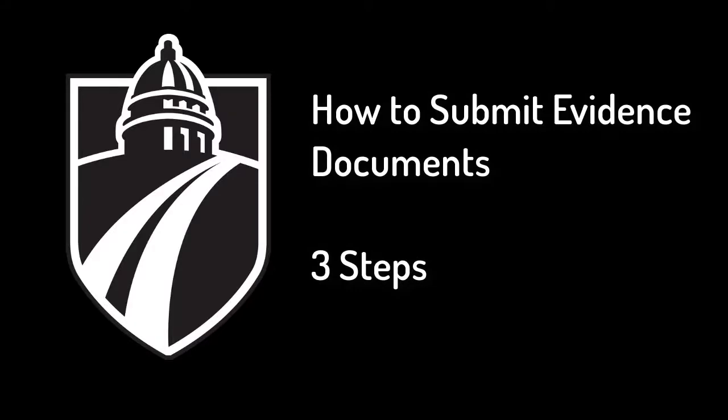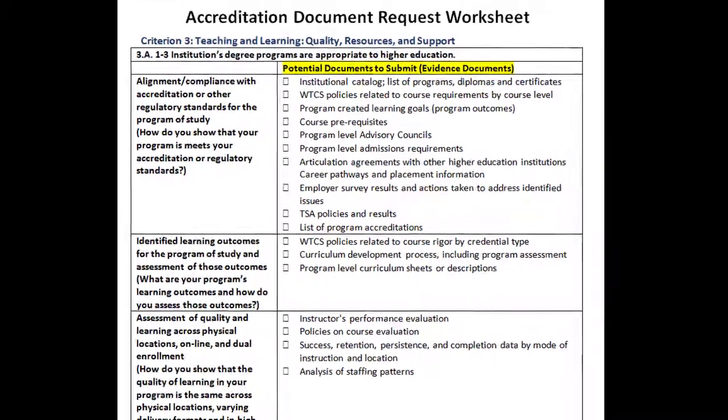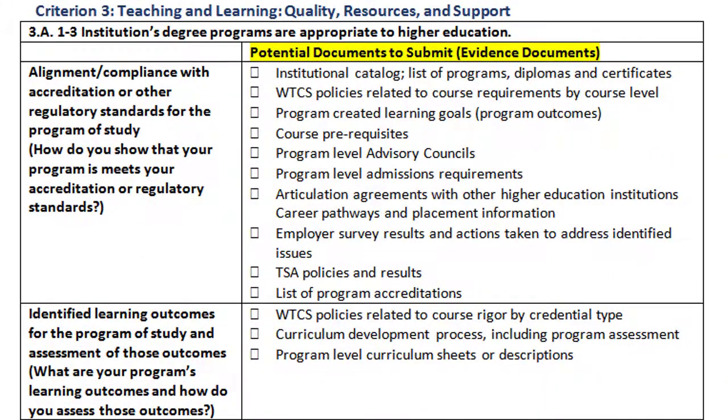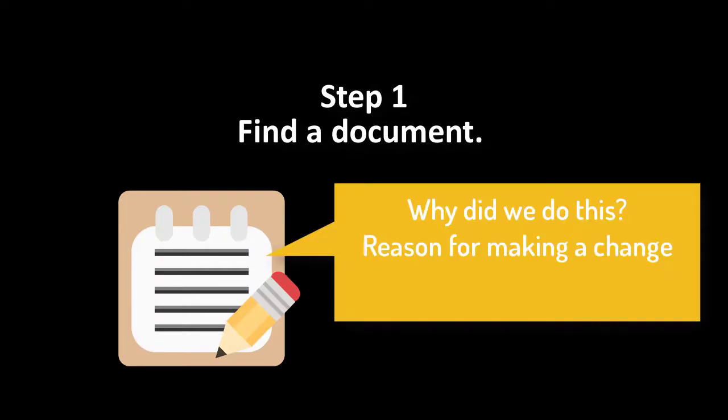Once you have ideas and concrete documents to share in the repository, follow these steps to get them into the right location on our internal shared drive. Refer to the worksheet sent with the directions for more ideas on what to include. Step 1. Find a document. Choose documents that provide a rationale or reason for doing something or making a change. Describe why it was included.